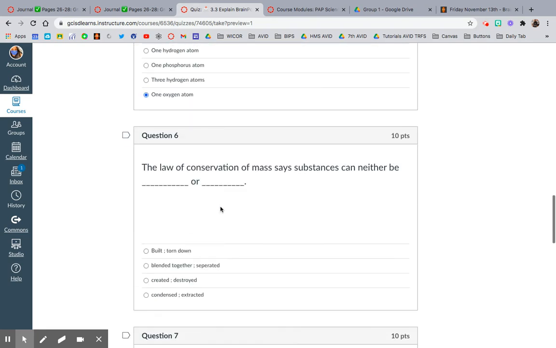Question 6, the law of conservation of mass says substances can't be blank or blank. Substances can't be built and torn down. Substances can't be blended together and separated. Substances can't be created or destroyed, or substances can't be condensed and extracted.